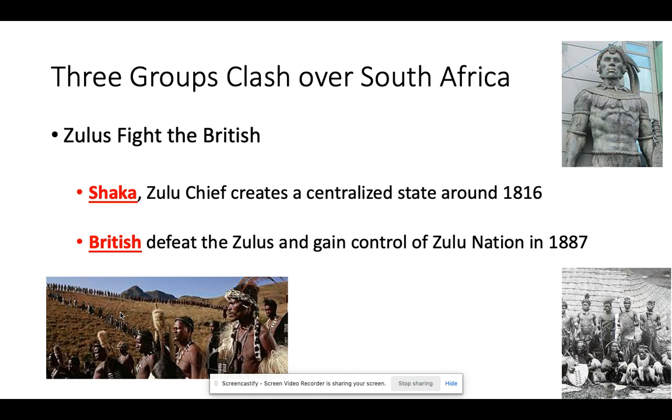There's a lot of clash between the British and the Zulus. But the British eventually do defeat them and gain control over the Zulu Nation in 1887. Up here in the top, you see a statue of Shaka Zulu. And then here you have some Zulu warriors down here in the lower right-hand corner.